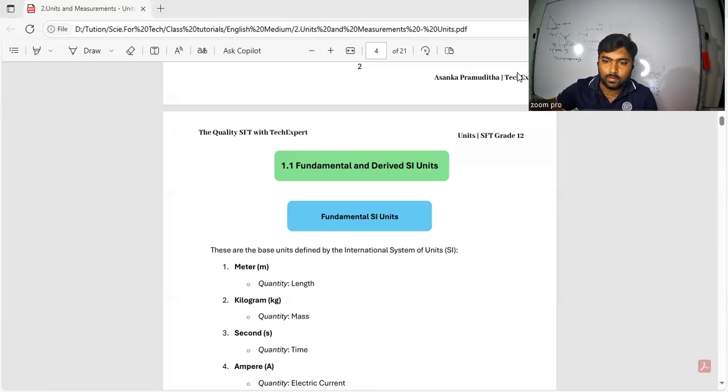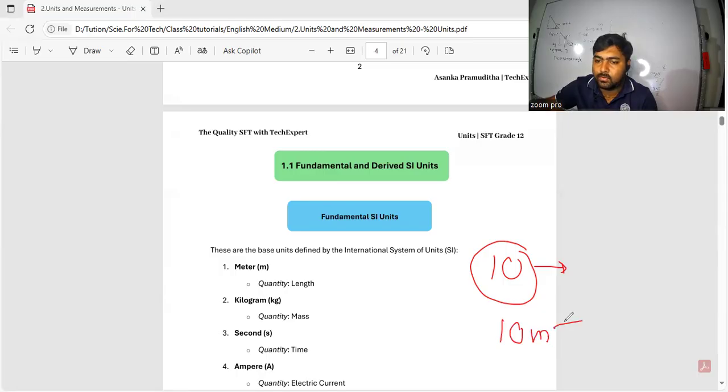Think like this. I'm telling you just 10. Can you understand what I have measured? No, because I haven't written the unit. If I have written 10 meter, you know I have measured the length. If I write 10 kilogram, then you can understand I have measured the mass. Understood?